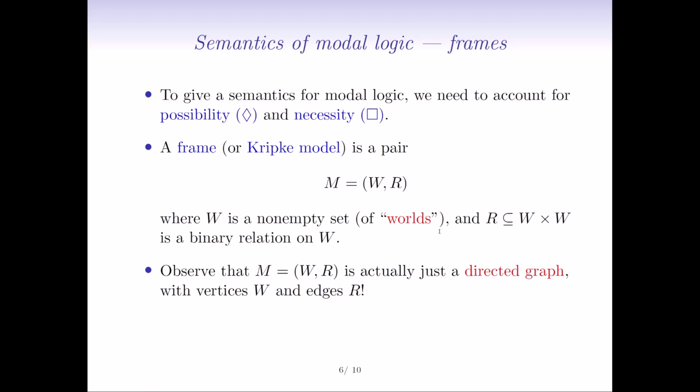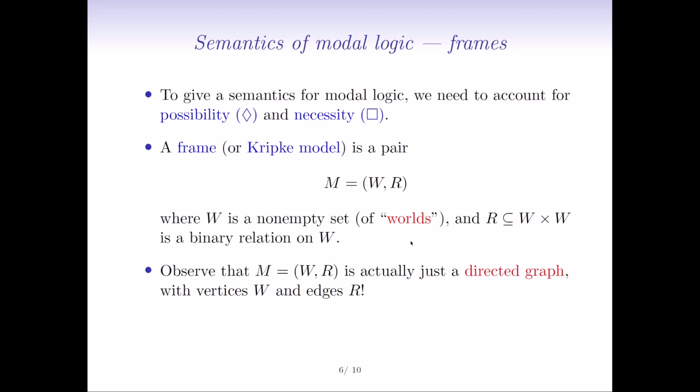Of course, that means that if you have a set of things and a binary relation on those things, that's actually exactly a directed graph. Directed in the sense that the direction of edges matters. But so a frame, you can think of it this way, is a graph with vertices W and edges R. So that is one way of thinking about a frame.